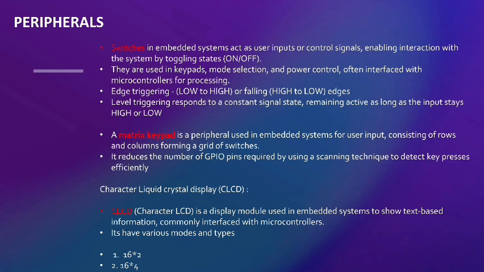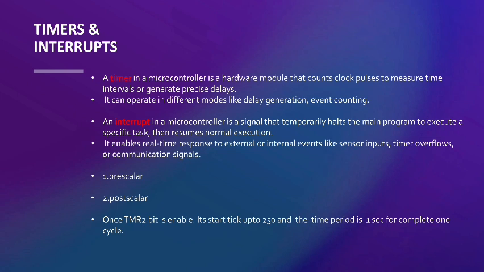And the next topic is timers and interrupts. A timer is a hardware module in a microcontroller that counts clock pulses to measure time intervals or generate precise delays. It can be operated in different modes for delay generation and event counting. An interrupt in a microcontroller is a signal that makes it execute a specific task, and then it can resume normal execution. It enables real-time response to external or internal events like sensor inputs, timer overflows, or communication signals.